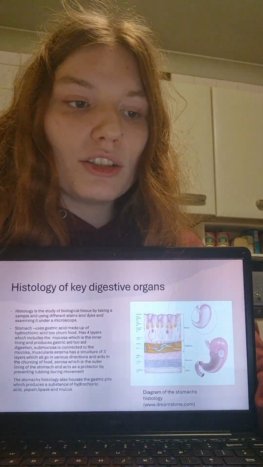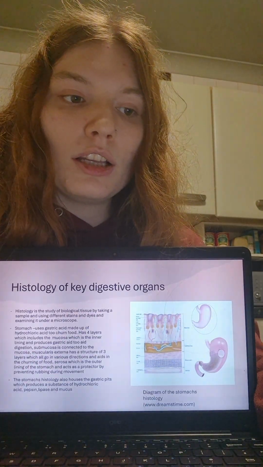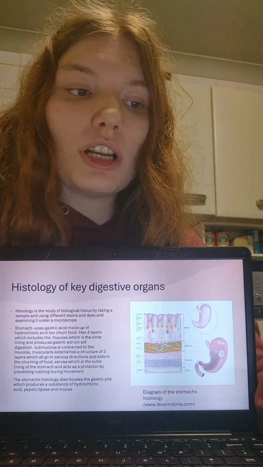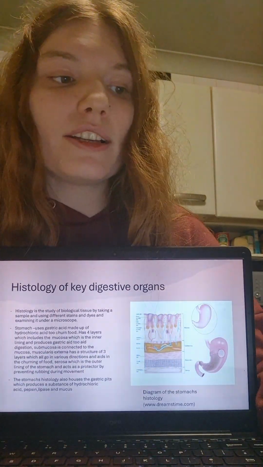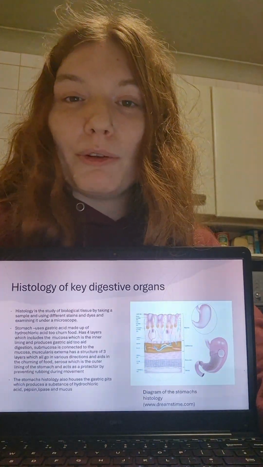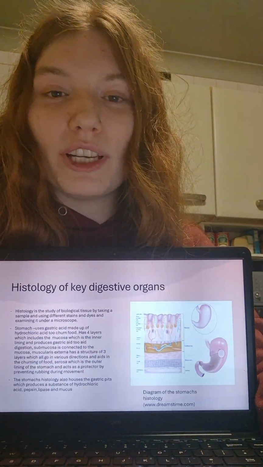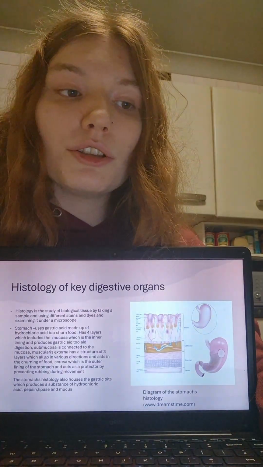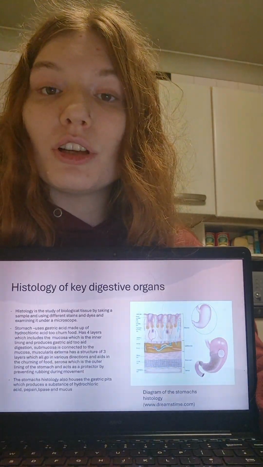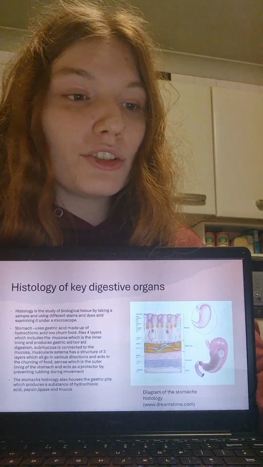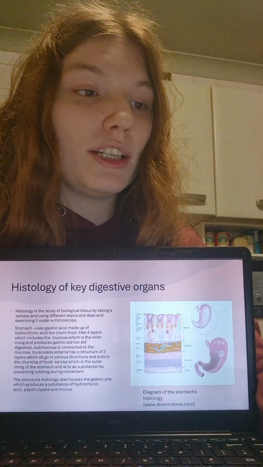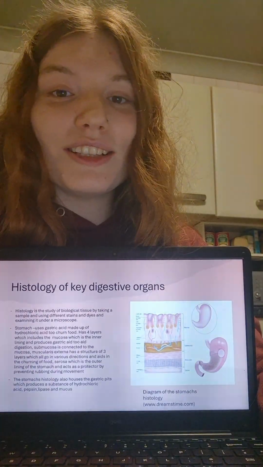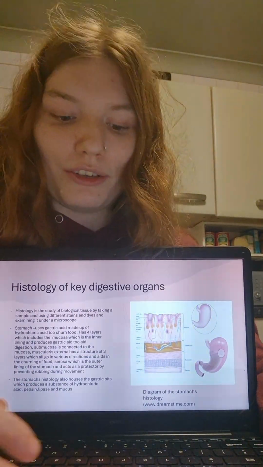The stomach histology also has serosa, which is the outer lining of the stomach and acts as a protector by reducing friction and rubbing during any movement. The stomach histology also houses the gastric pits, which produce a substance, a mixture of hydrochloric acid, pepsin, lysine, and mucus. This is what helps turn the food.